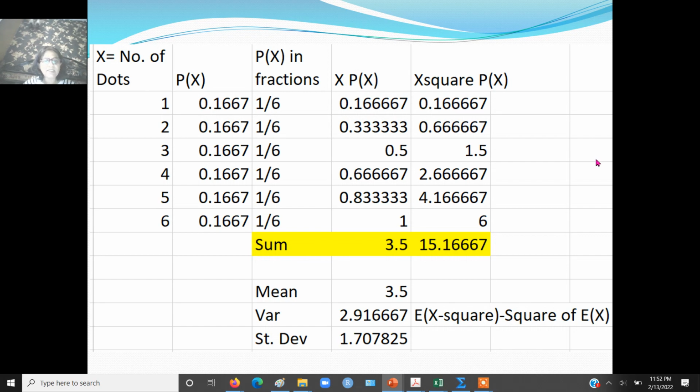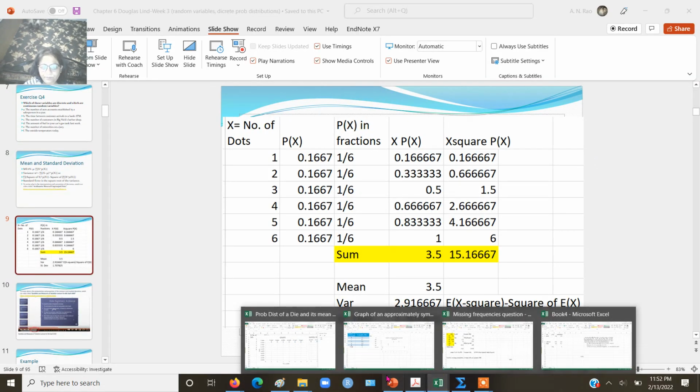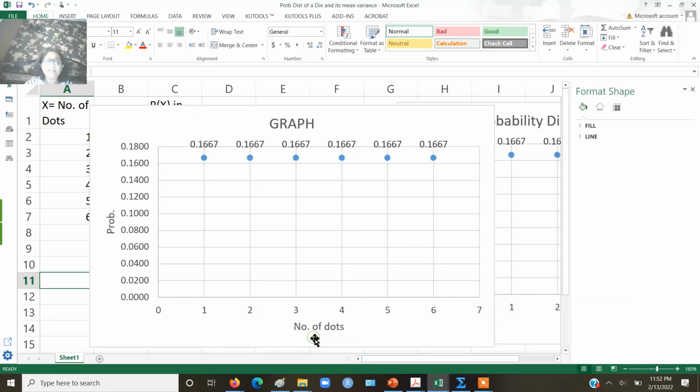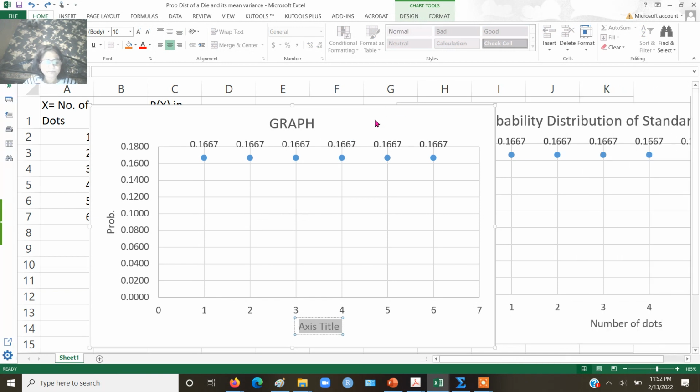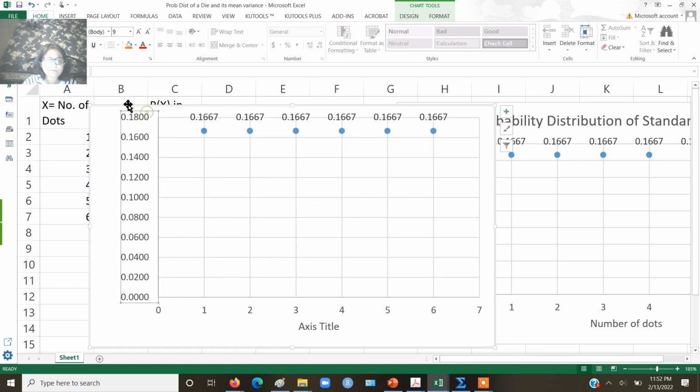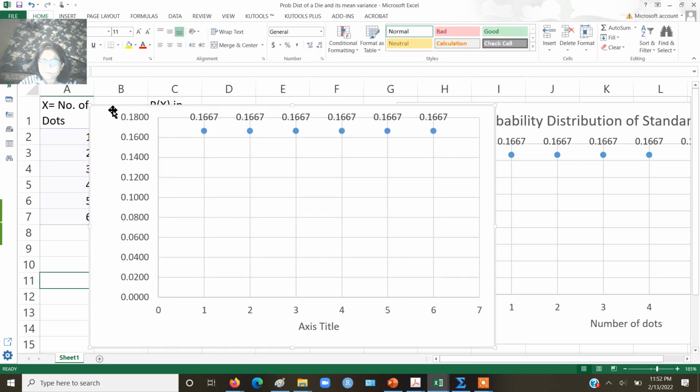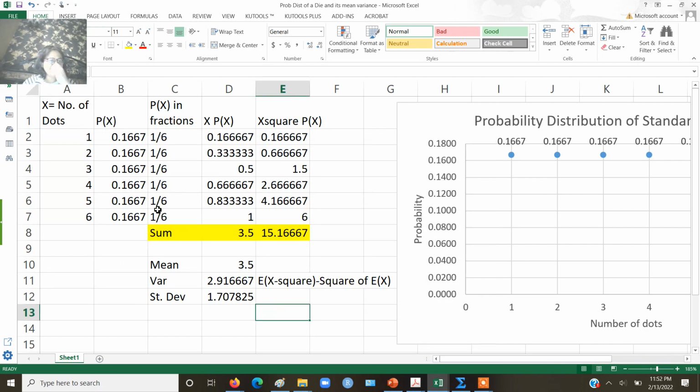So here again, let me focus on the Excel file. Yeah, so this is the file that I was discussing. Okay, so this is the file.